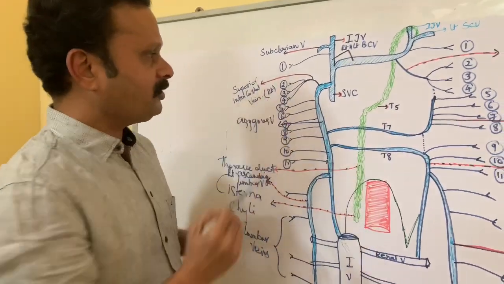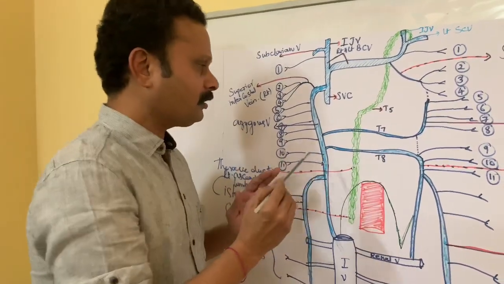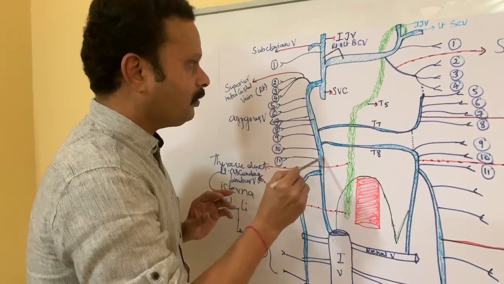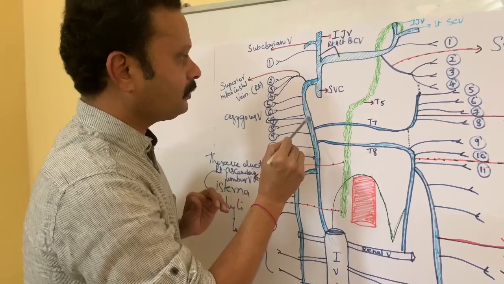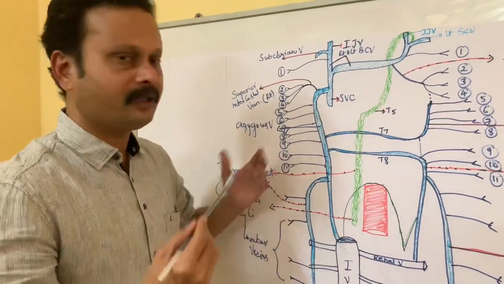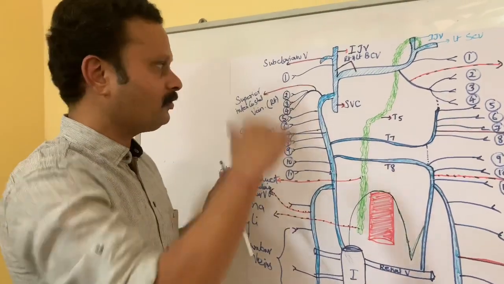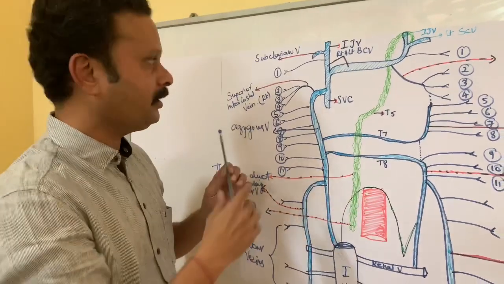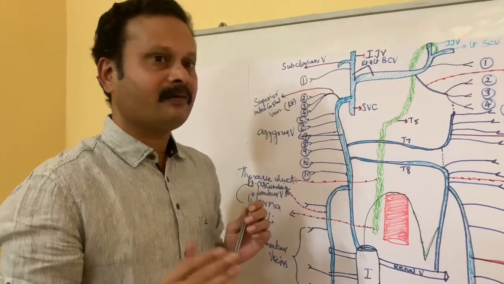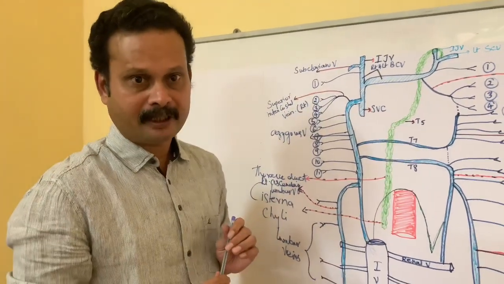Then it ascends upwards in front of the vertebral column, and on reaching the level of the sternal angle, at the level of T4, it arches forwards from behind to open into the superior vena cava after piercing the fibrous pericardium.